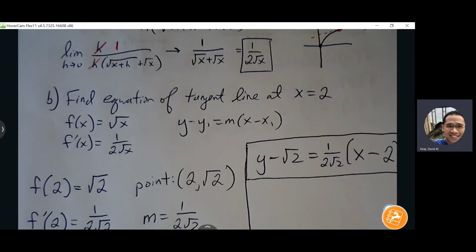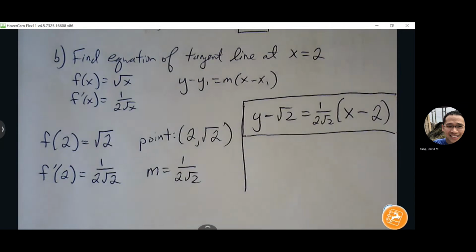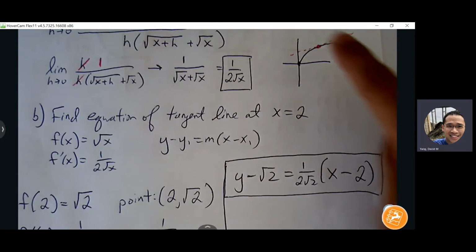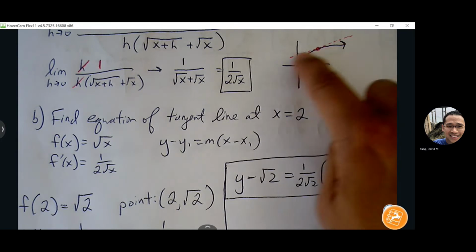Let's see. This is what you guys got. So 2 into the function will give me root 2. 2 into the derivative will give me my slope. I have my ordered pair, I have my slope. Point slope form, replace x1, y1, and m. You need your answer in this form. Basically, that's just going to tell us what the equation of this line is.